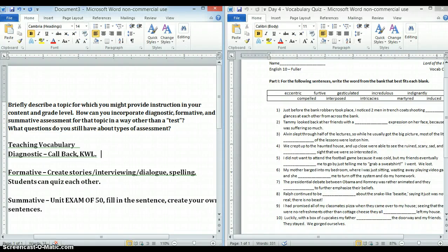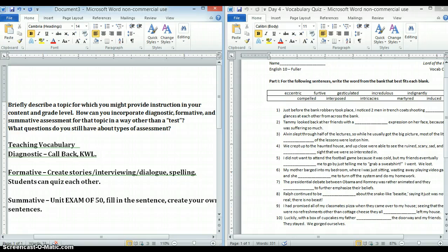I'm responding to discussion post 1 here for the assessment week, and the topic I'm going to choose to talk about is vocabulary. Now, in teaching this, the way I would engage in diagnostic testing would be to first initiate with a KWL chart, and with this you could figure out what words the kids already know that you might be assigning, words that they want to learn, and then obviously in the L section you could have them write the definitions or something along those lines.